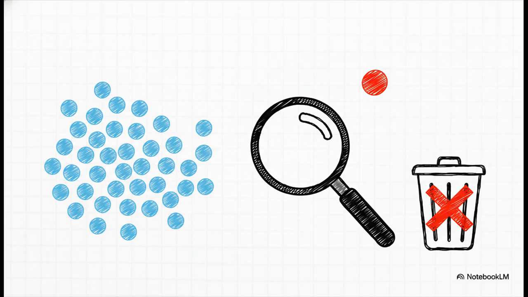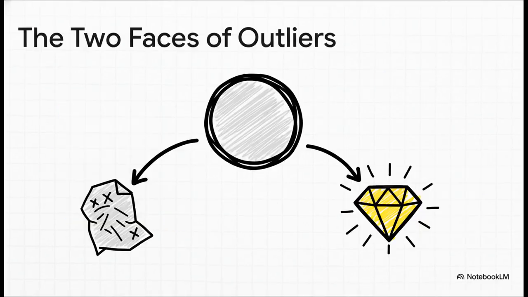It is so tempting to just say, that's a mistake, and just delete them. But that can be a massive, massive error. Look, an outlier could just be a typo, a data entry mistake. It happens. But it could also be a signal. It could be a genuine, incredibly important market event. That one little dot might just be the most valuable piece of information in your entire dataset.